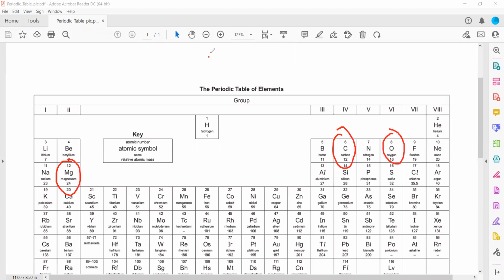So it will be MgCO3. Magnesium is 24 plus carbon is 12 plus oxygen is 16 multiplied by 3, which is 48. 48 plus 12 is 60, and 60 plus 24 makes 84, not 74. So the relative molecular mass or the formula mass is 84.